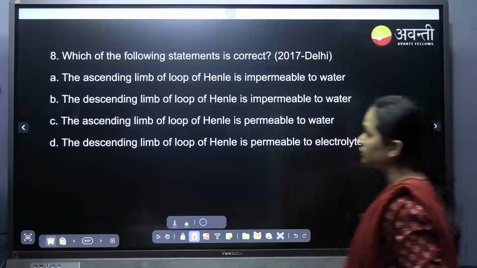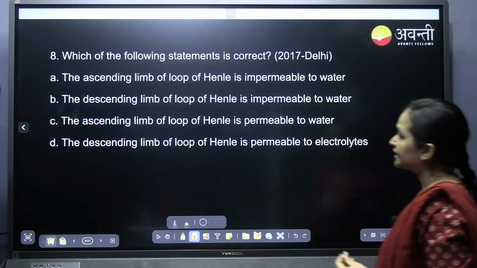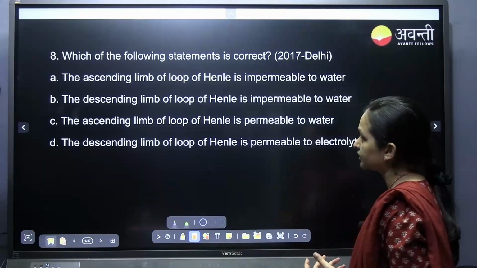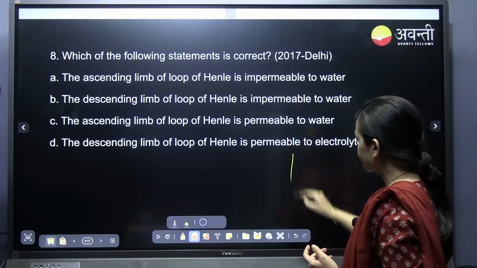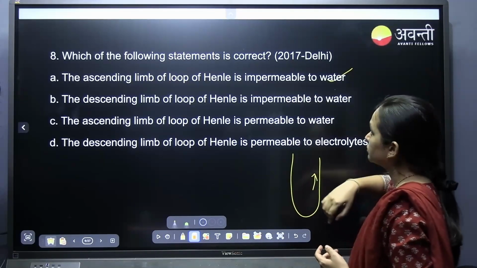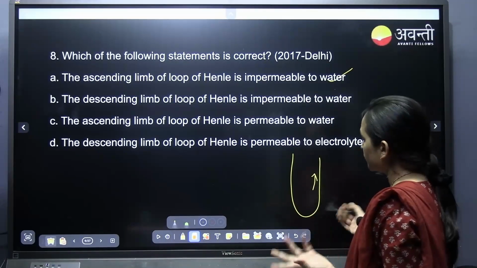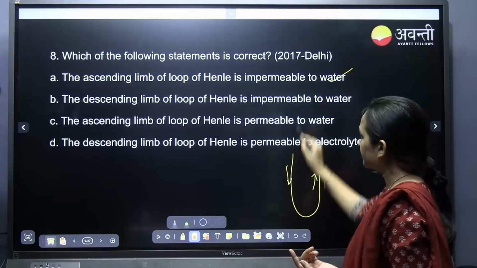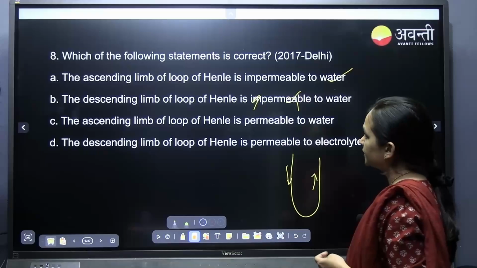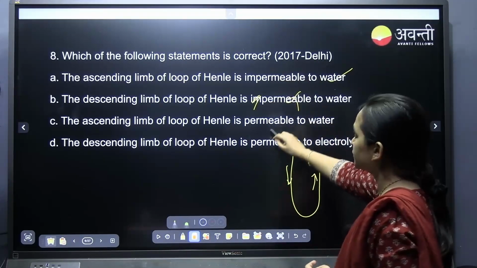Coming to the next question: which of the following statements is correct? We need to find the correct statement. The ascending loop of Henle is impermeable to water. This is true. The descending loop of Henle is impermeable to water? Actually it is permeable to water, not impermeable.